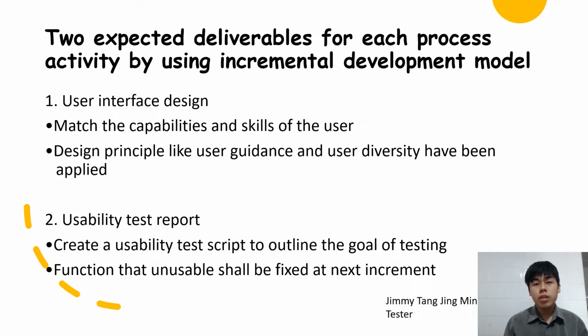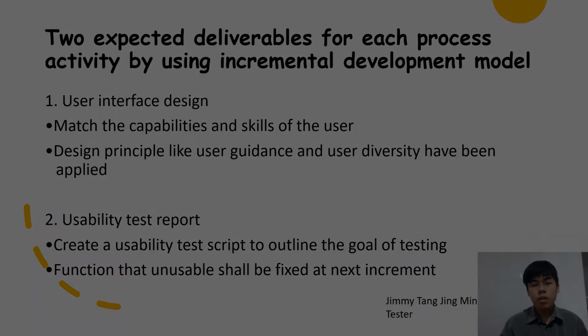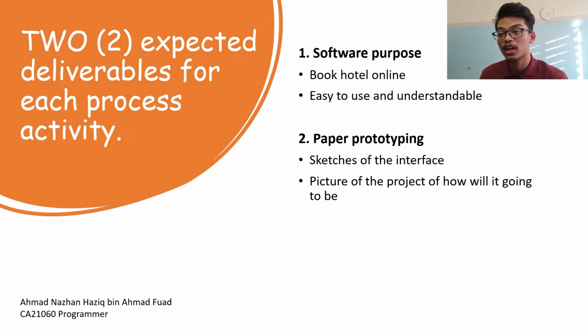Secondly is the usability test report. The tester should create a usability test script to outline the goal of testing, and if the tester finds any unusable function, then it should be fixed at the next increment. One of the expected deliverables is software purpose. The purpose or the goal of the software is for the user to book hotels online. Since the users are going to use the software, the software must be easy to use and understandable.